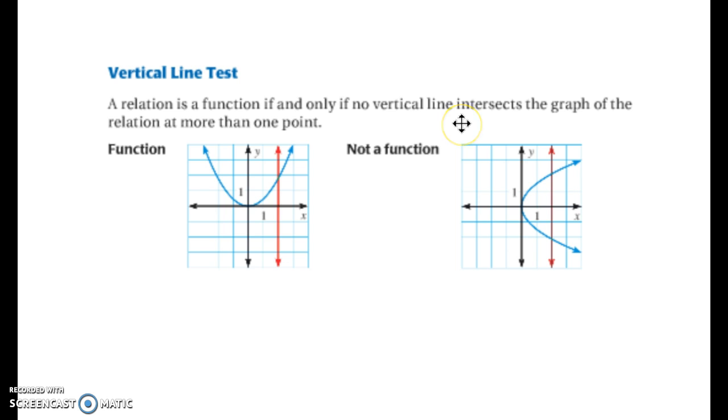And the last thing is the vertical line test. So if you have a graph and you're trying to decide if it's a function or not, all you have to do is draw a vertical line. And it should only pass through the graph one time. So it should only intersect the graph at one point. So this would be an example of a function because if I draw a vertical line really anywhere on this graph, it's only going to pass this graph at one point.